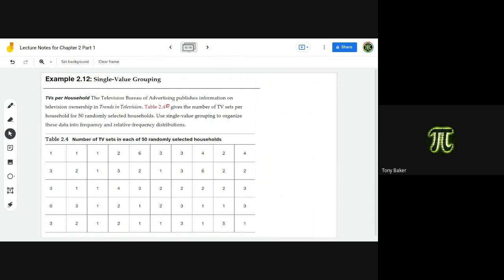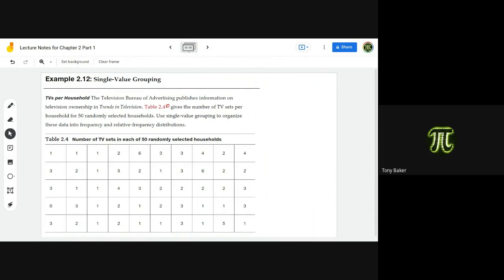We're going to look at three different types of grouping. So the first one is called single value grouping. This is very similar to what we just did a minute ago with the frequency distribution.